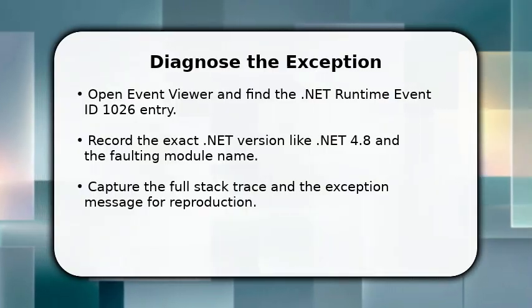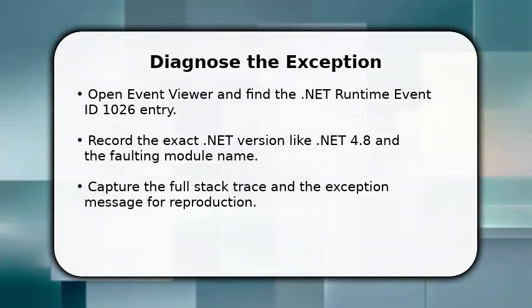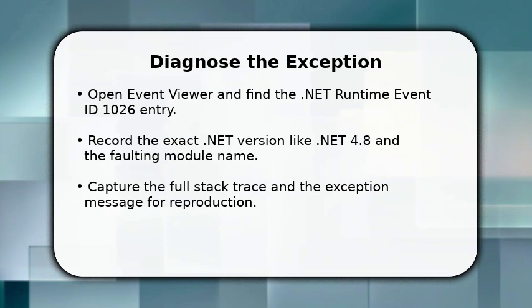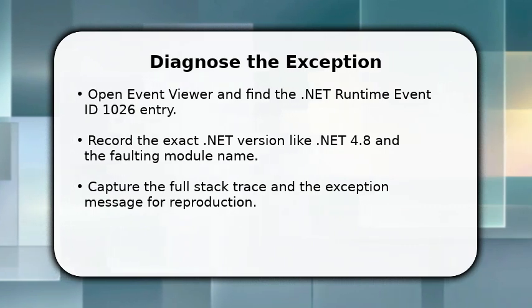Start by diagnosing the unhandled exception using built-in tools. Open Event Viewer and filter for .NET Runtime entries, especially Event ID 1026. Record the exact .NET version, such as .NET 4.8, and note the faulting module name and process ID.